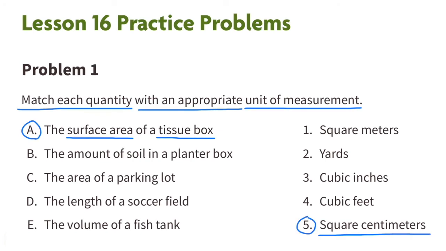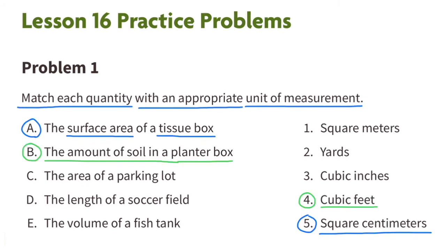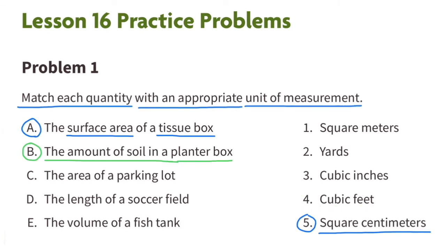I would pick 5 square centimeters rather than number 1 square meters because a tissue box isn't large enough to measure in square meters. A tissue box is best represented in centimeters. B. The amount of soil in a planter box. Since they're referring to the amount of soil that would fit inside a planter box, I need to look for a cubic measurement, either cubic inches or cubic feet.